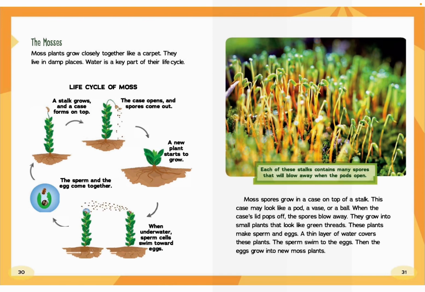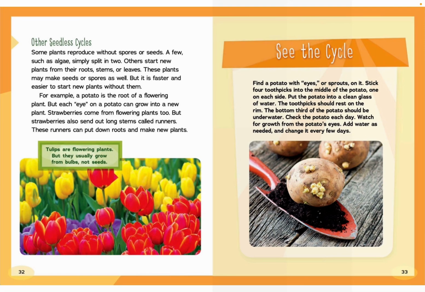These plants make sperm and eggs. A thin layer of water covers these plants. The sperm swim to the egg. Then the egg grows into new moss plants.